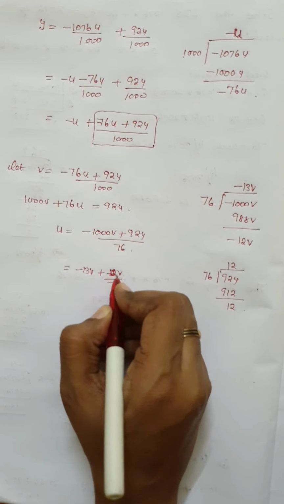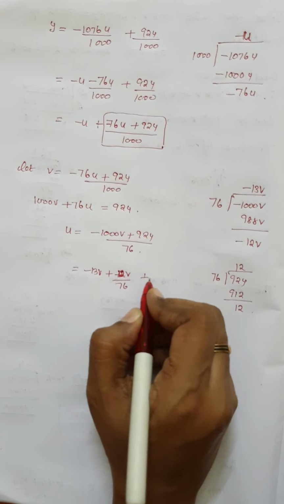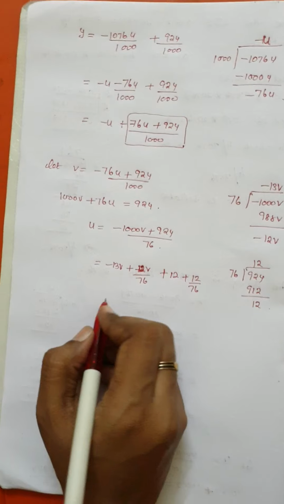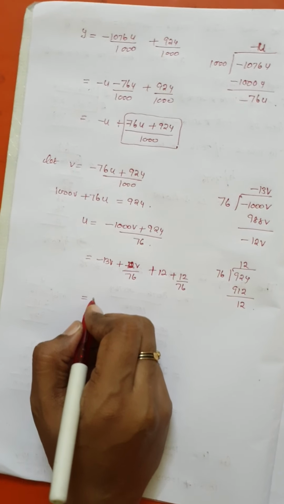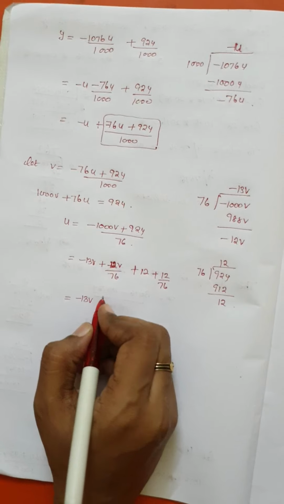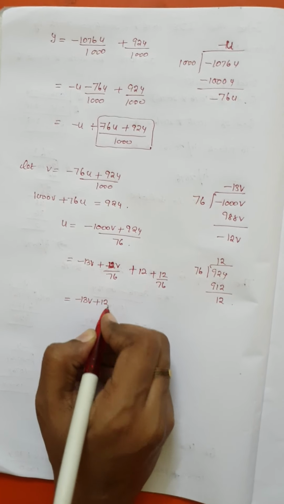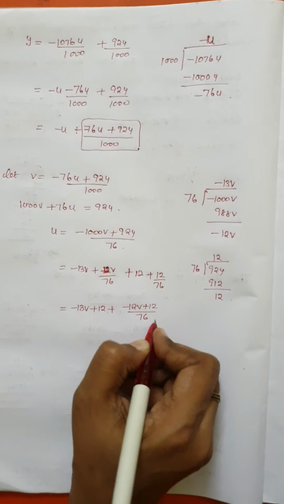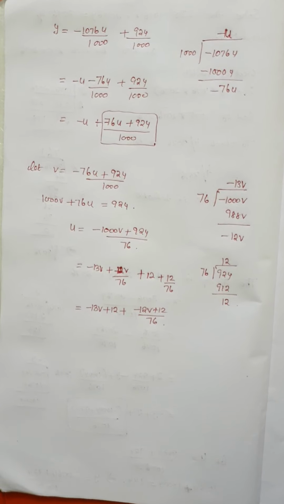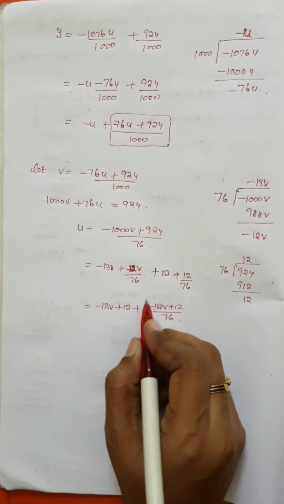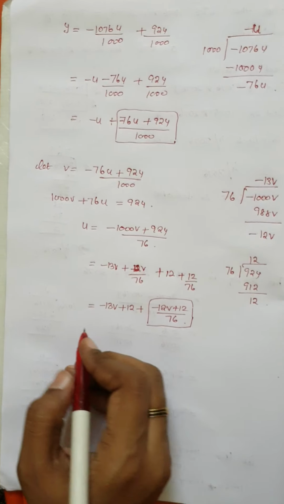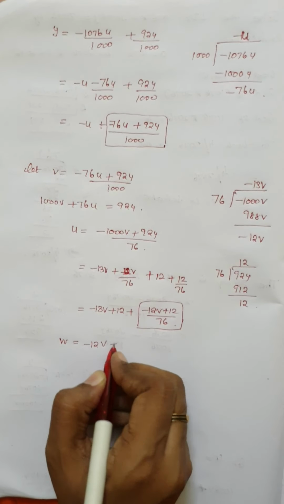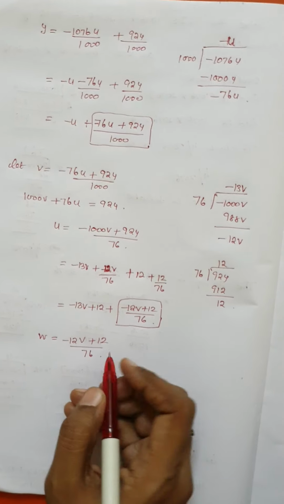Similarly 924 can be written as 12 plus 12 by 76. So after rewriting these numbers we can write this as minus 13v plus 12 plus minus 12v plus 12 divided by 76. So u equal to this value we will get. Here this rational number can be considered as w. So w is equal to minus 12v plus 12 divided by 76.